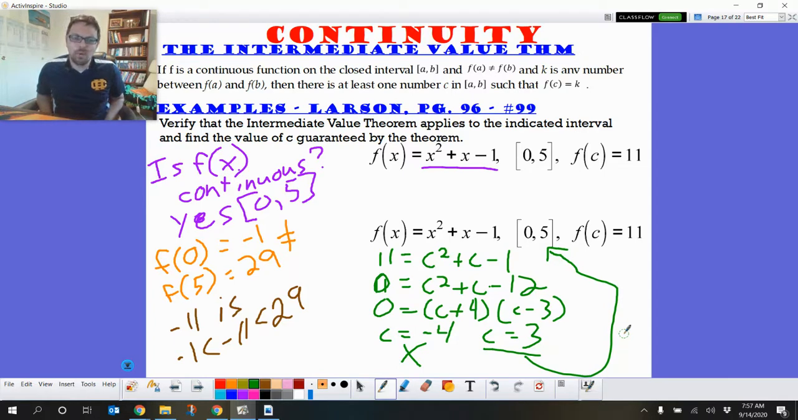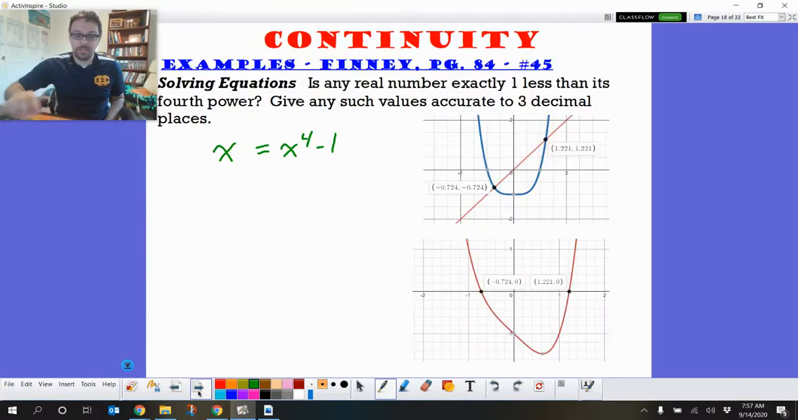Now, that seems like a whole big hubbub about nothing. So what's the point of this thing? Well, in this one, I didn't need the intermediate value theorem. I can figure that out myself. But there's times where it is going to come in handy because there's times we can't really figure it out ourselves, or we don't know for sure that number is there.